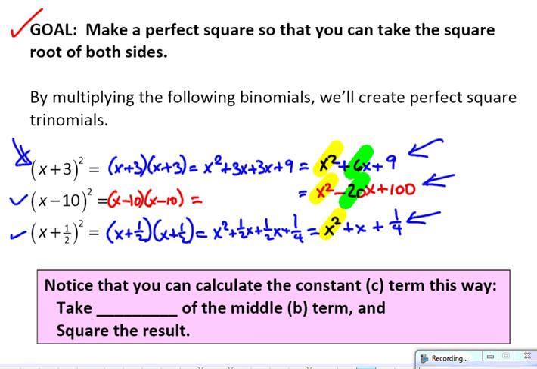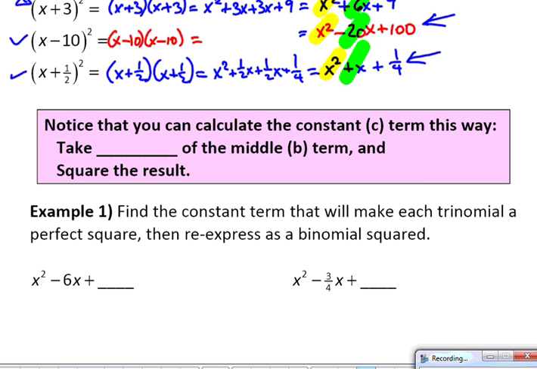If I take negative 20 and take half of it, half of negative 20 is negative 10. When I square negative 10, I get 100. If I take half of 1, I get 1/2. And 1/2 squared is 1/4. So notice that you can calculate the constant C term, the last term, this way. You're going to take half of the middle term, B, and square the result.